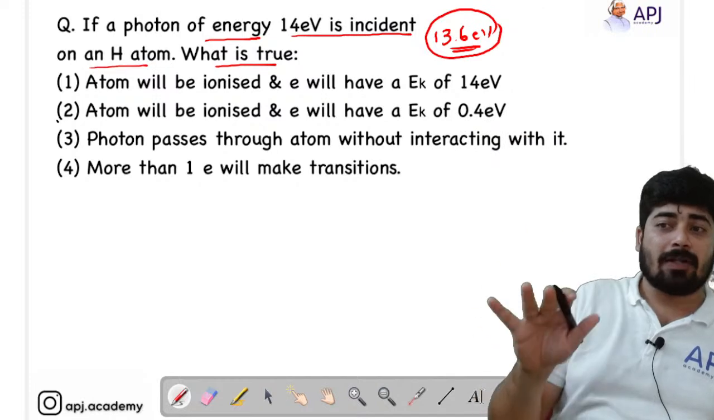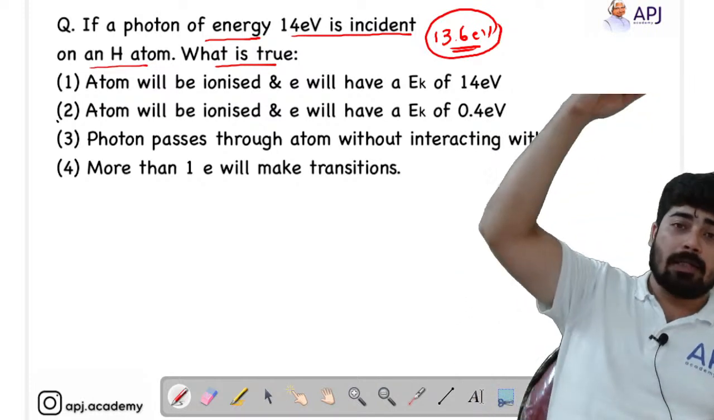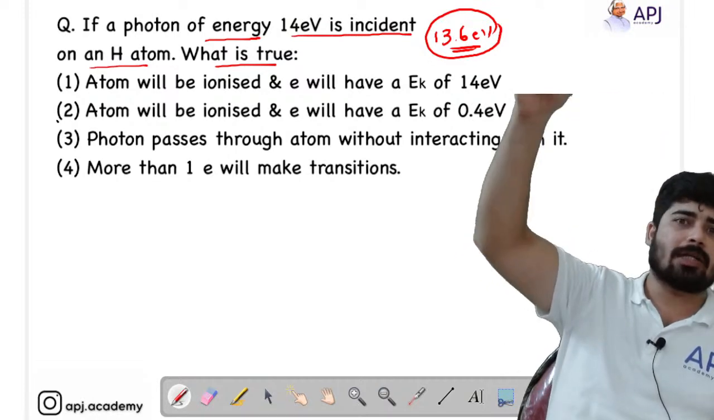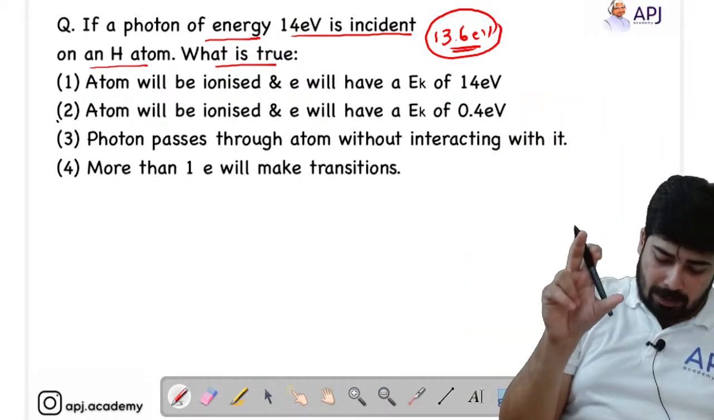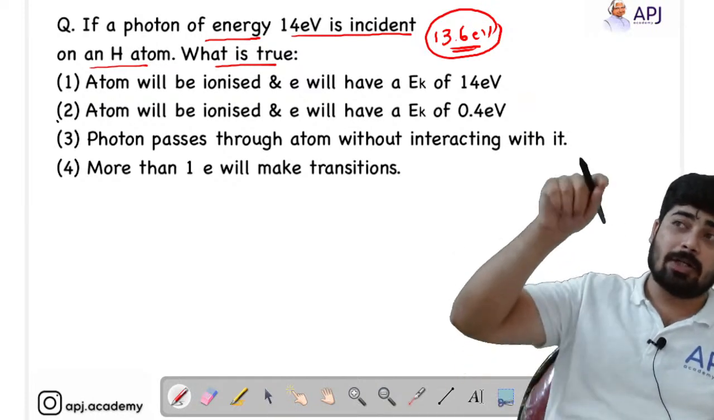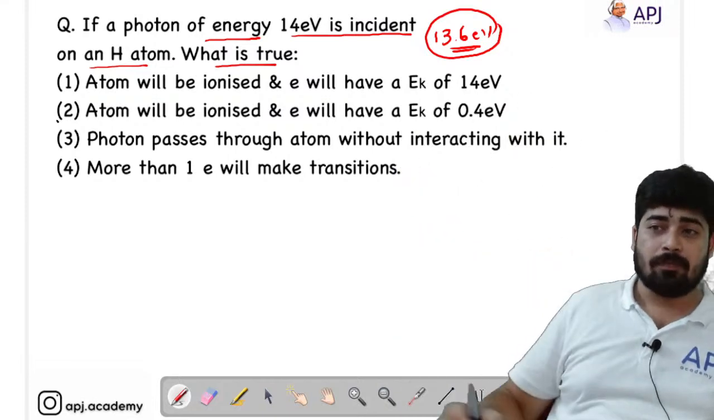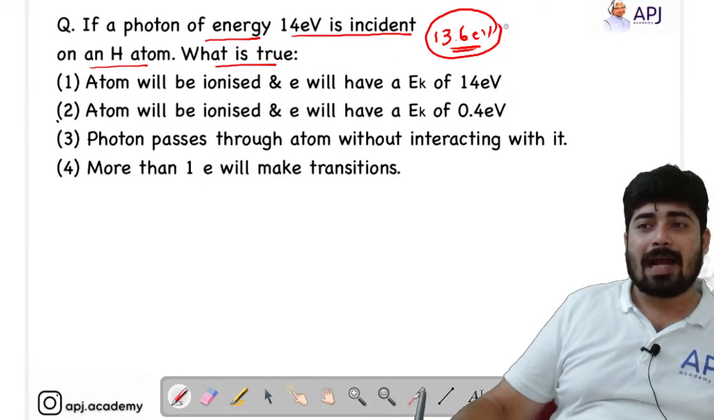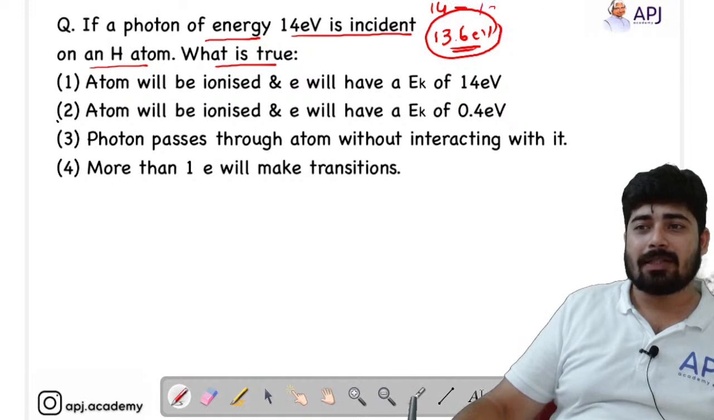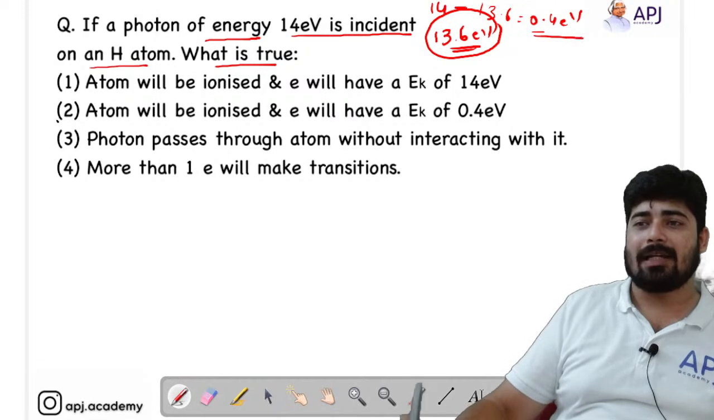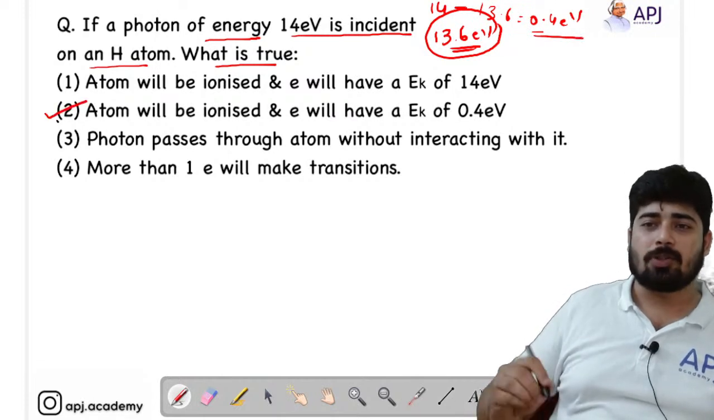Okay, 13.6 corresponds to the topmost 7th shell, right? I have told you from first shell to 7th shell the energy required is 13.6. If you are providing more energy, then the atom will get ionized. That means the electron will move out of the atom. And what will be the kinetic energy? Obviously it will be equal to 14 minus 13.6, that is equal to 0.4 electron volt, the kinetic energy of that electron. So the answer is 2.